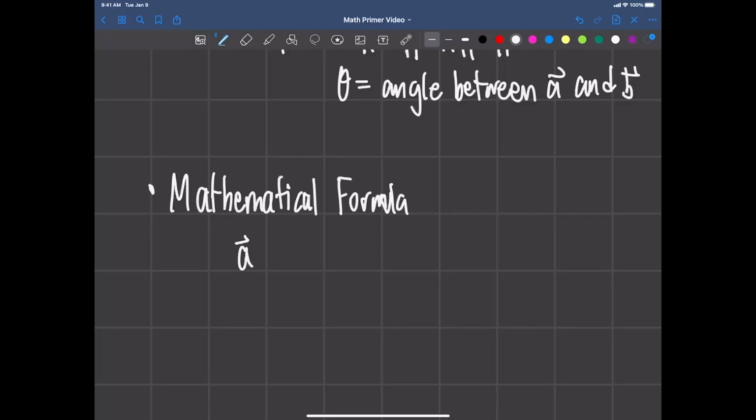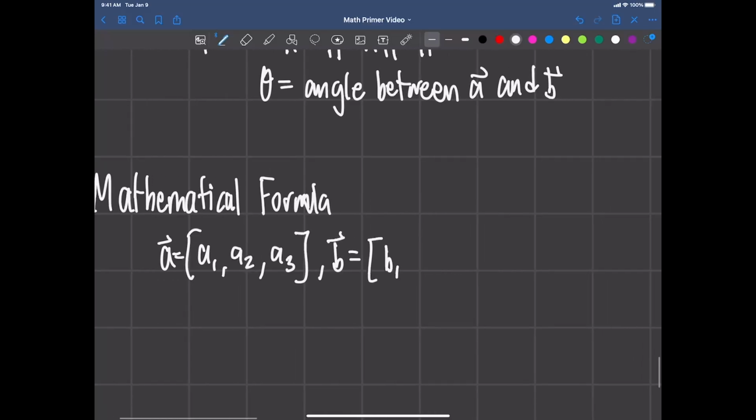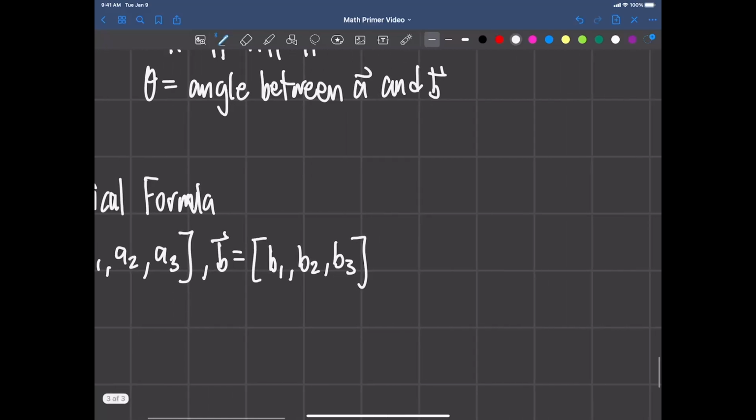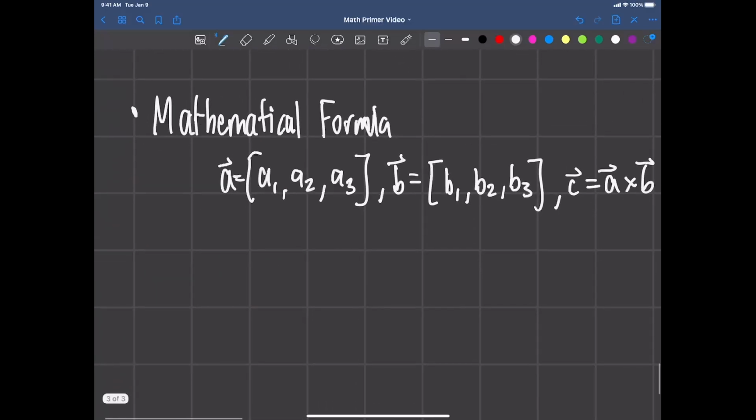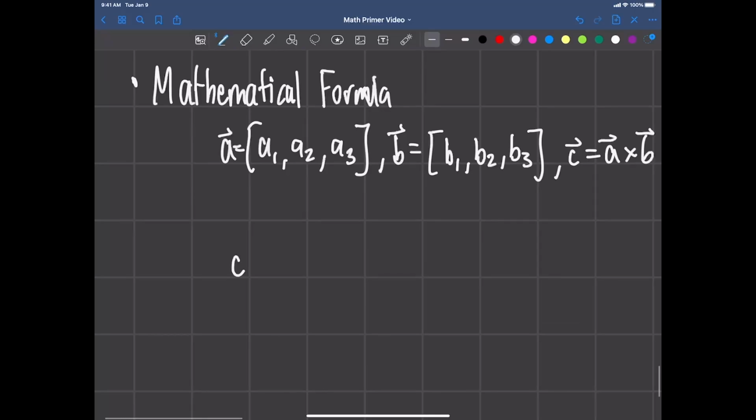If we have the vector A, which is equal to A1, A2, A3, the values, and B is B1, B2, B3, and C is A cross B. How do we find the cross product? By arranging these vectors.